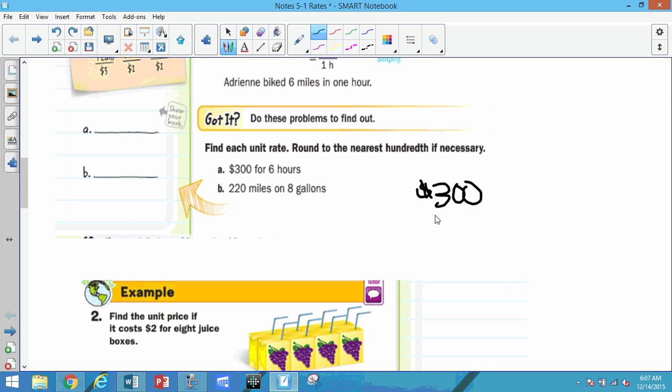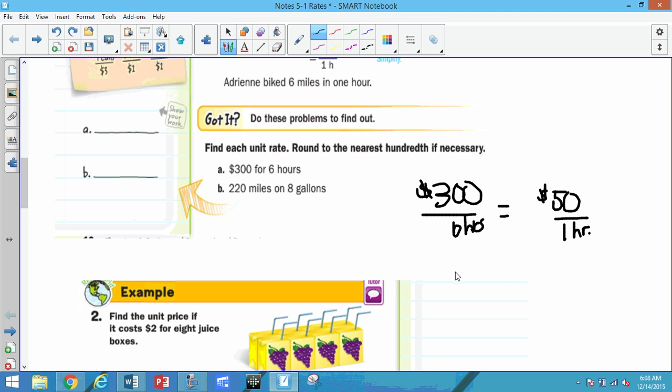That's your label, over 6 hours. Okay, $300 over 6 hours. You need to simplify that, and that then becomes 50, because if you divide both by 6, you'll end up with $50. Got to put that label there, in 1 hour. Okay, that's what I would expect to see.